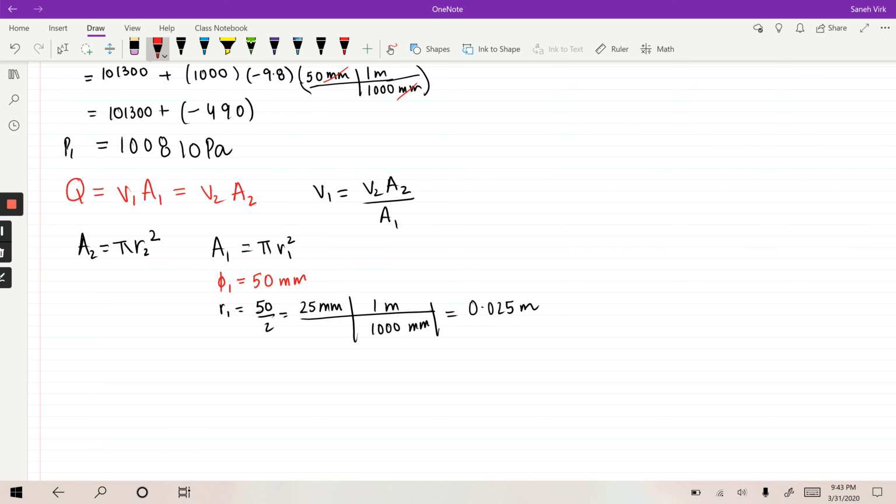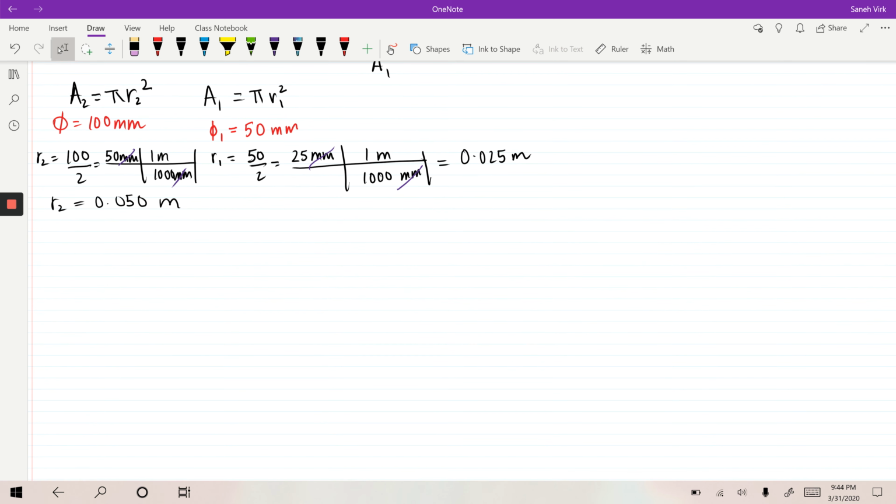Now let's do R2. Here, we know it's 100 millimeters, which means R2 is 100 over 2, 50 millimeters. 1 meter is 1000 millimeters, and R2 equals 0.050 meters. Millimeters cancel out. So now we have all the values that we can use.